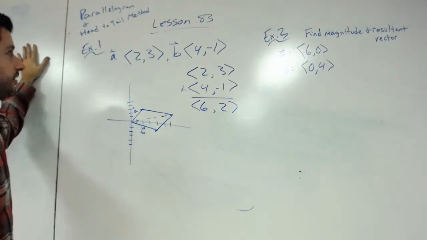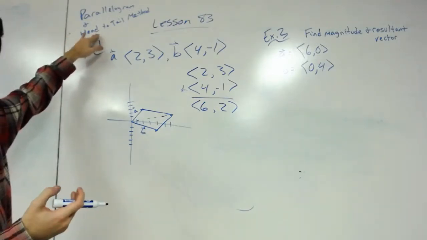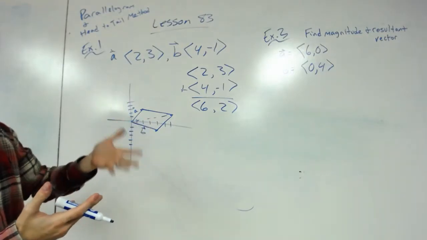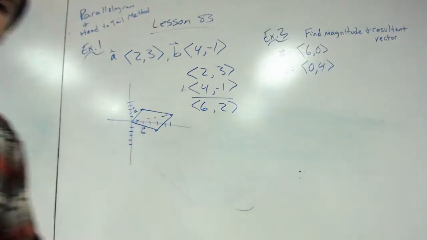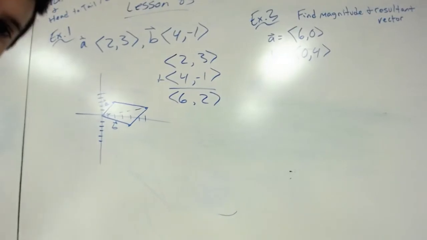You just add the two vectors. Head to tail, if it asks you to do that, you're just adding the two vectors again. And you can see that in example 2. But we'll skip that one because it's that easy.